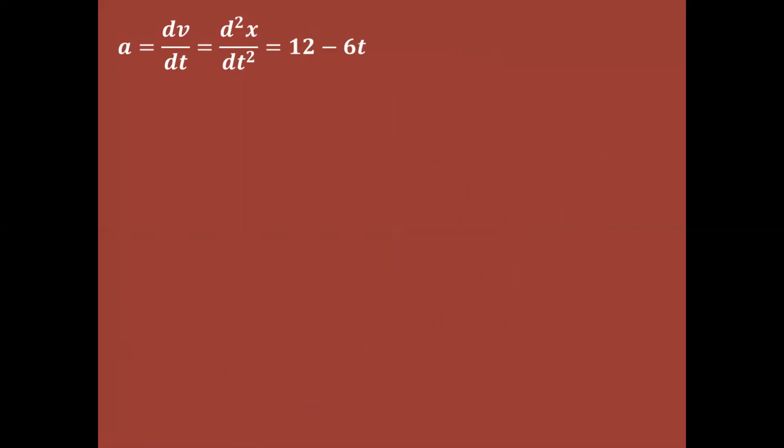Let's proceed now to the acceleration. Acceleration is equal to the derivative of velocity with respect to time, or the second derivative of x with respect to time. The second derivative of x with respect to time is equal to 12 minus 6t. Now, let us solve for sets of coordinates again. By using the time 0 second, let's solve for the value of our acceleration. Acceleration is equal to 12 minus 6 times 0. And we have a result of 12 meters per second squared.